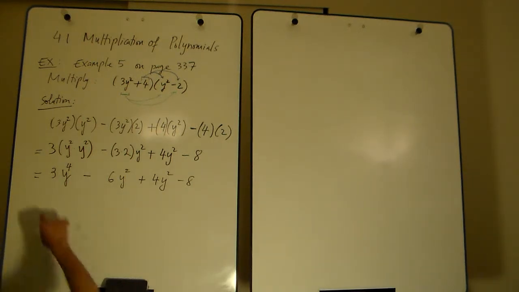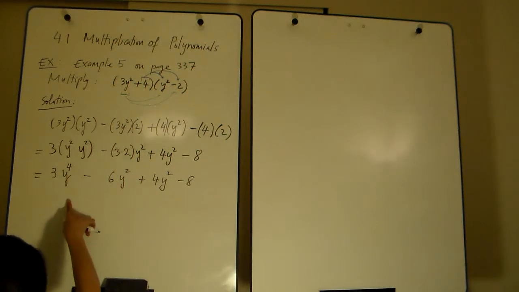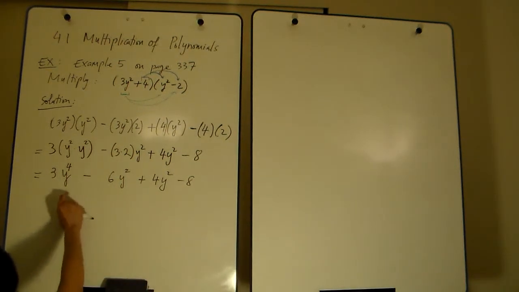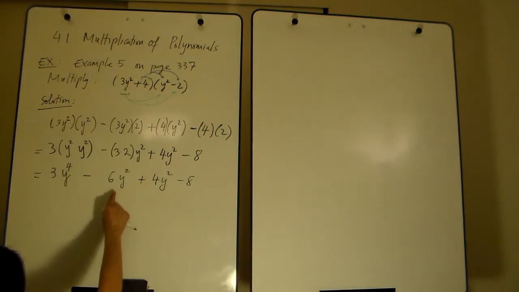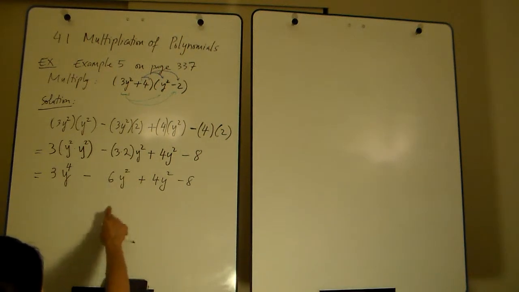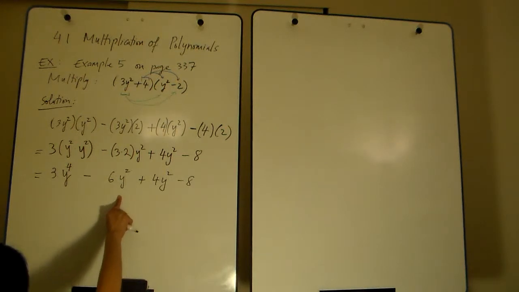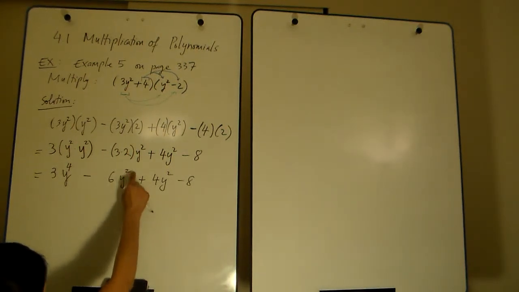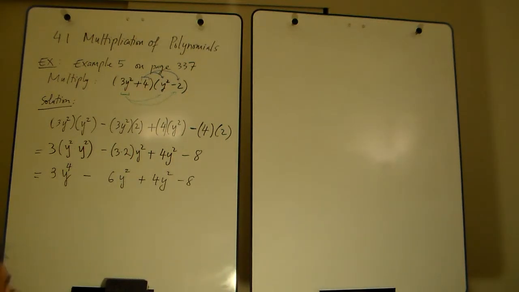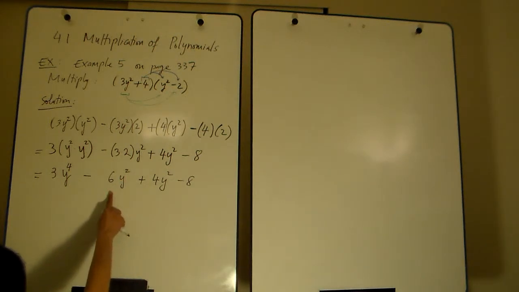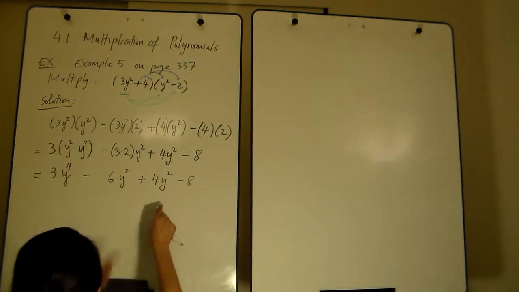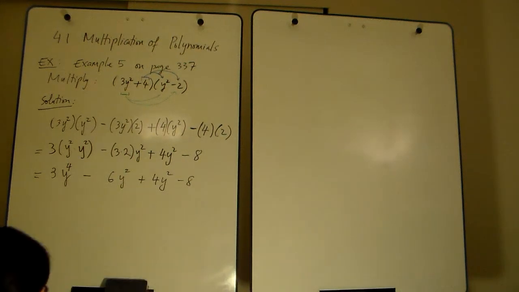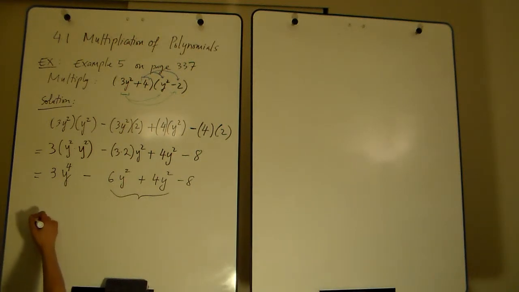So look around. 3y to the fourth, this is the only term that has y to the fourth power. Look at this term, 6y to the second power. Are there any terms that have y to the second power? Because if there are, you can simplify its coefficient, okay? So, not this. This is the one, right? Y squared, y squared. Not this, because there's no y squared. So that means you can combine these two terms, or simplify it.